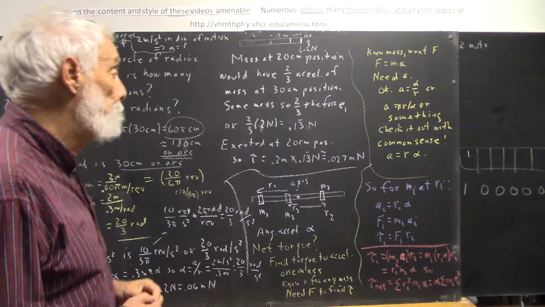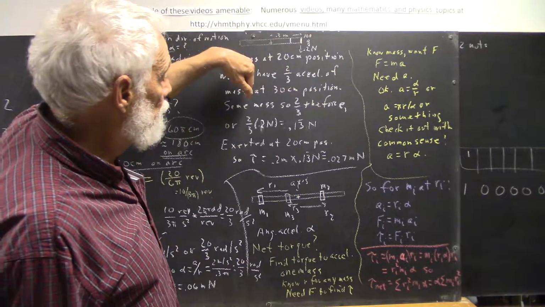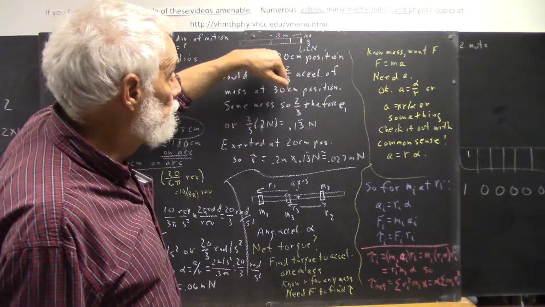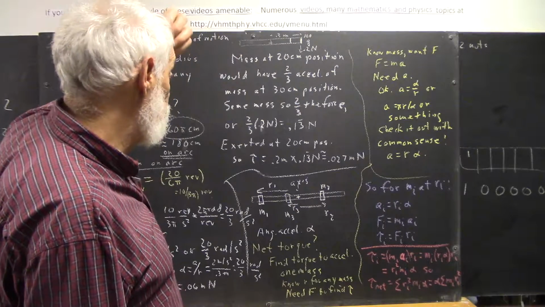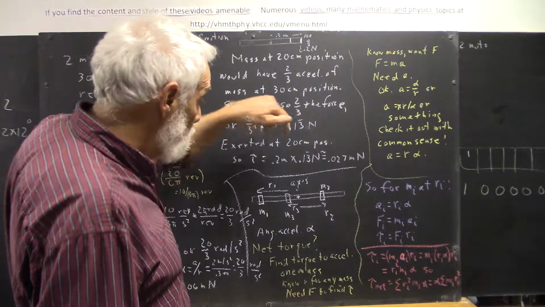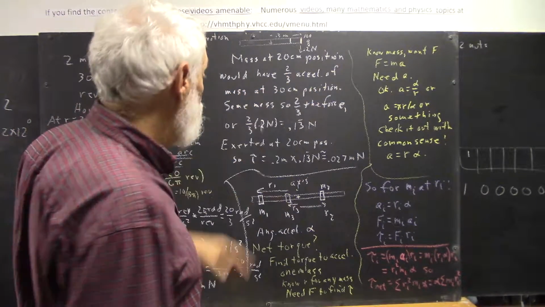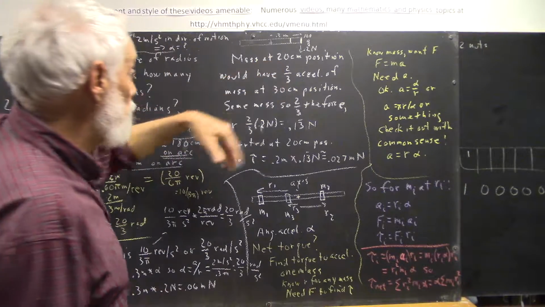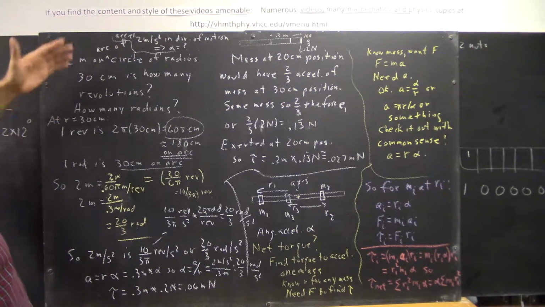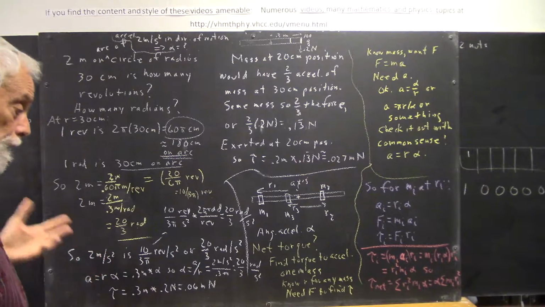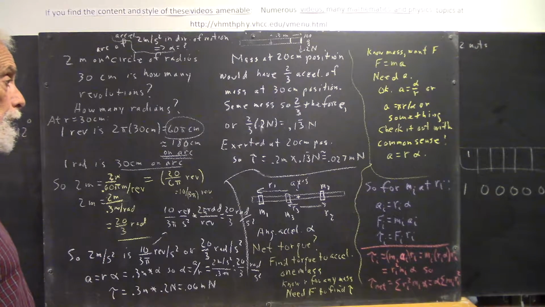Okay, so we have the same mass with 2/3 the acceleration, so we're going to have 2/3 the force, or 0.13 repeating newtons. Now we could, again, take this 20 centimeters, same angular acceleration. We could figure out all this and come to the same conclusion.